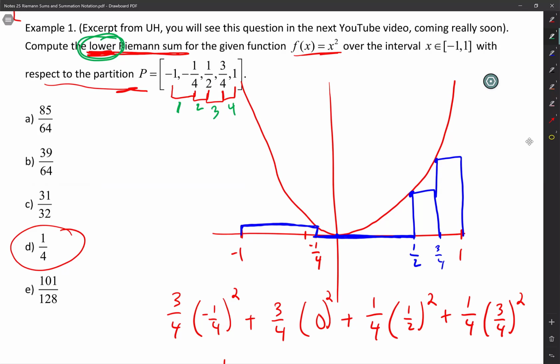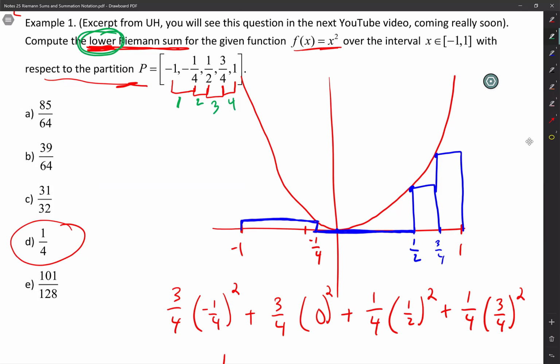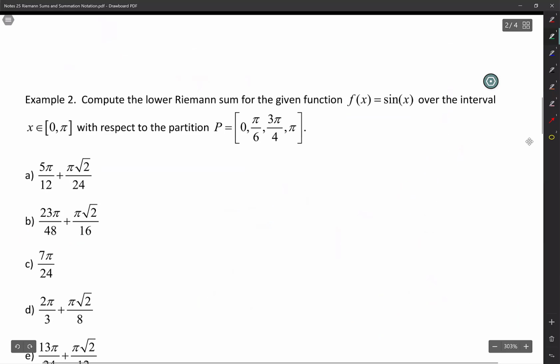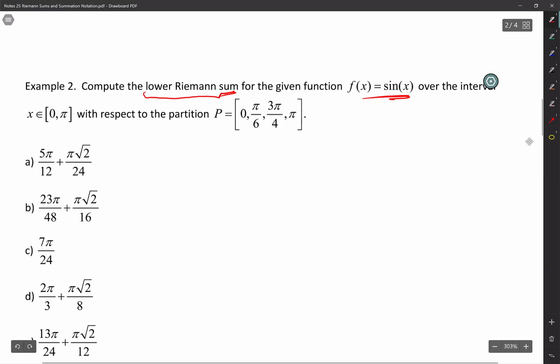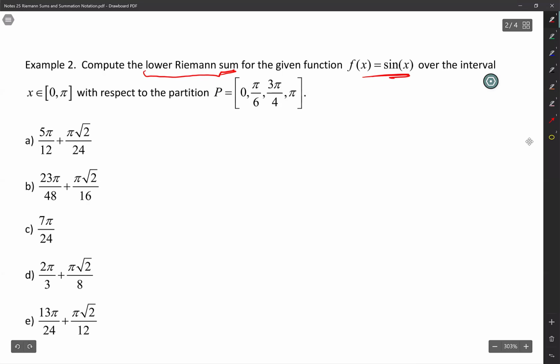Okay, we're gonna do another one that's exactly the same. I think the other one's an upper. Oh, no, it's a lower again. So it says compute the lower Riemann sum for the given function, sine x, over the interval 0 to pi with respect to this partition. So draw, to the best of your ability, sine x, over exaggerate it.